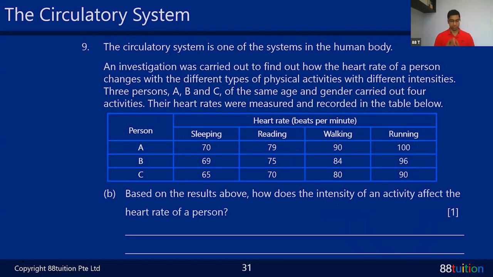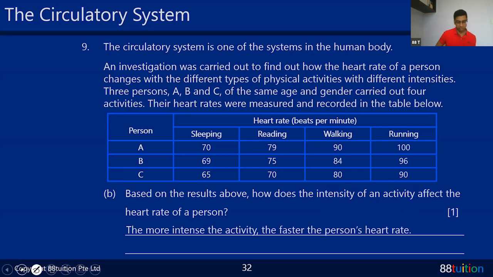Okay, last question, or second last, is it? Yeah, second last. Based on the results above, how does the intensity of activity affect the heart rate of a person? Intensity of activity means exercise, right? The more intense the exercise, the more the heart rate will increase. That's it. You just try. The more intense the activity, the faster the person's heart rate.